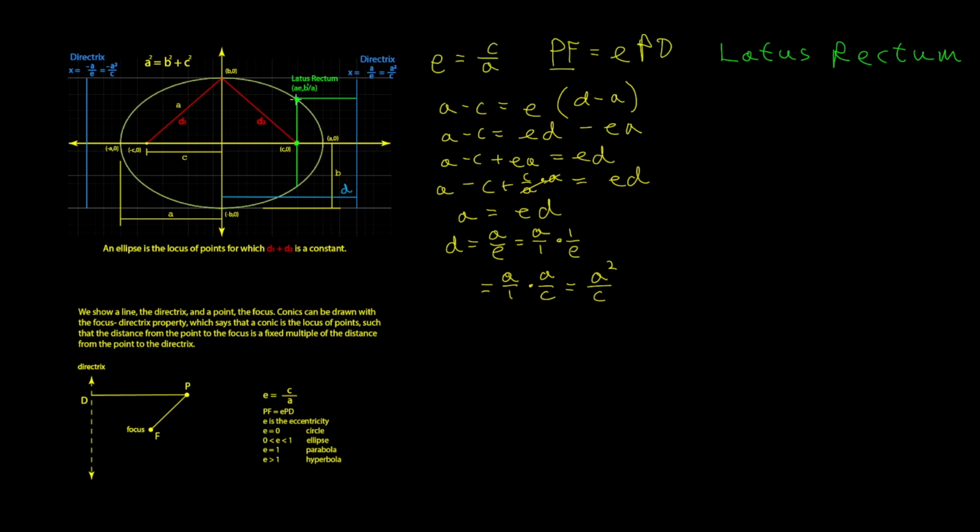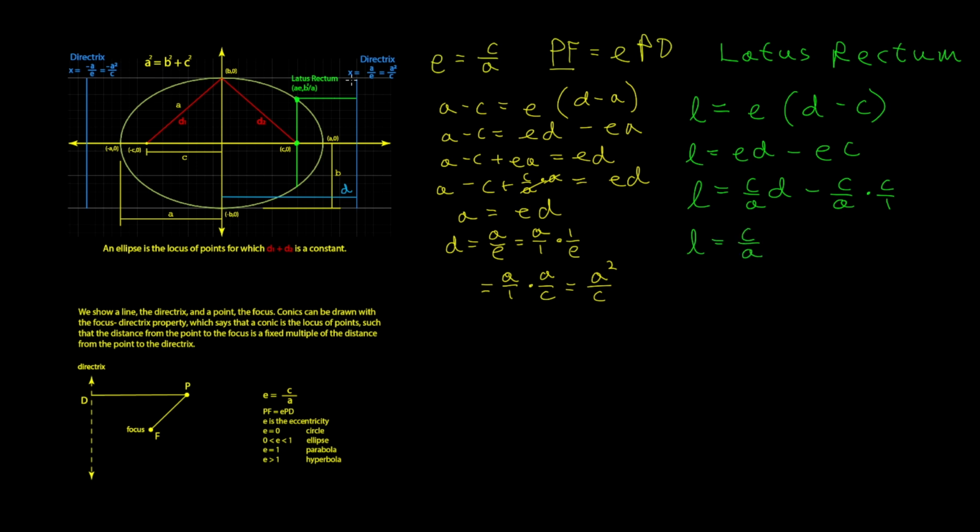So the distance from the point on the ellipse to the focus is going to be called L, point to focus, and that will equal e times the distance from the point to the directrix, which will be d minus c. So now L equals ed minus ec, which now plugging in for e, that is L equals c over a times d minus c over a times c. We'll call that c over 1. So then, as we've established before, that is c over a, and d is a squared over c minus c squared over a. Cancel those. We're not going to cancel the a's. You'll see why in a second.